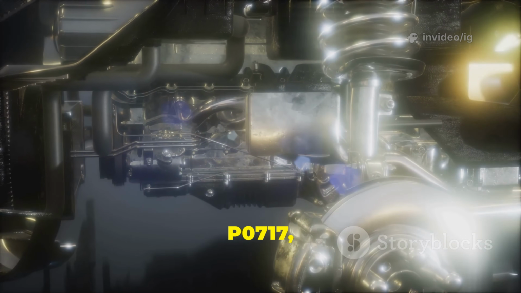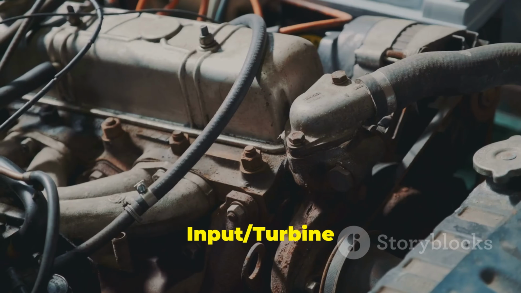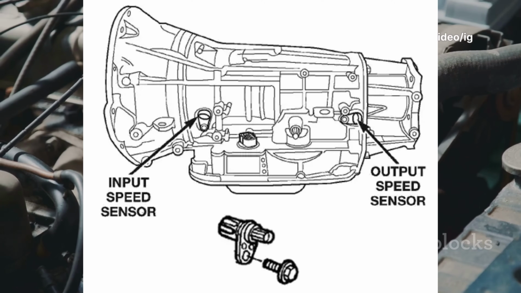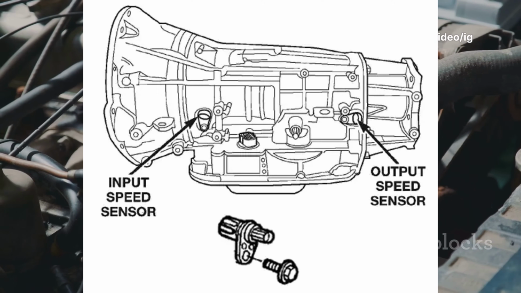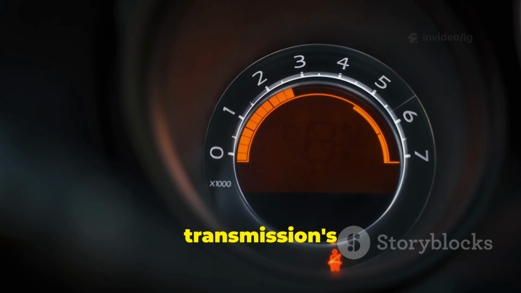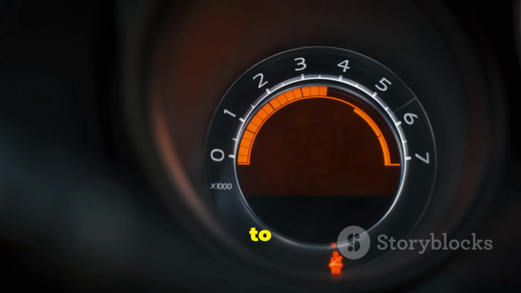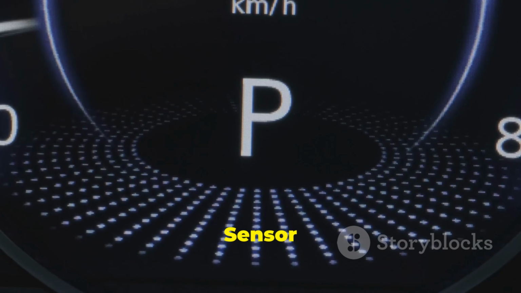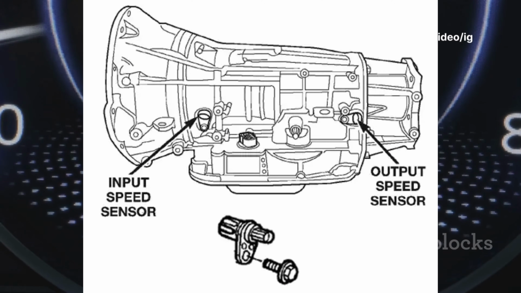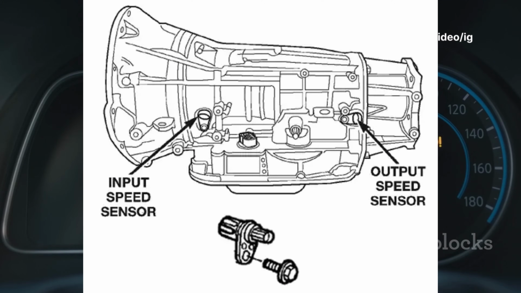To diagnose P0717, check these key transmission-related components. Input turbine speed sensor, TSS. Location: mounted on the transmission case, near the input shaft or torque converter. Function: measures the speed of the transmission's input shaft and sends data to the TCM. Output speed sensor, OSS. Location: near the transmission output shaft, opposite the TSS. Function: works with the TSS to determine gear ratios.